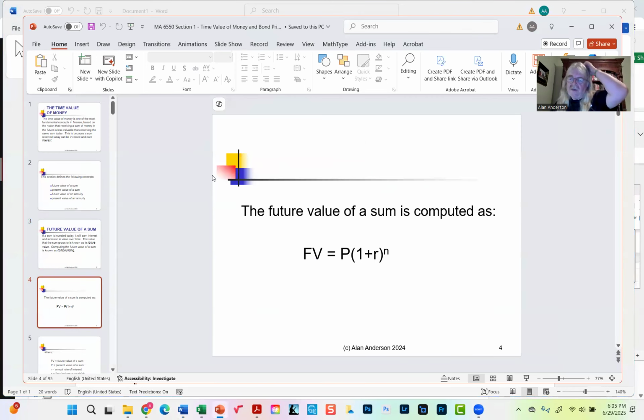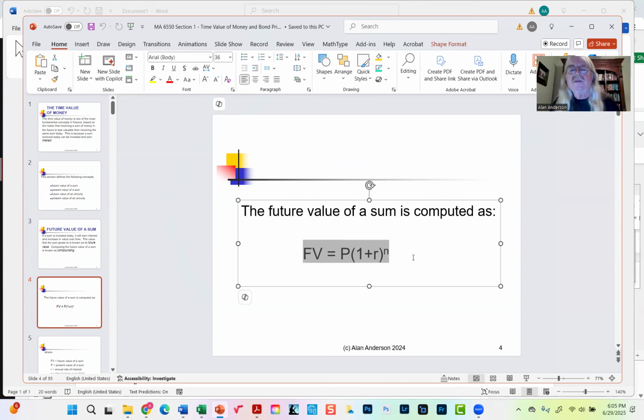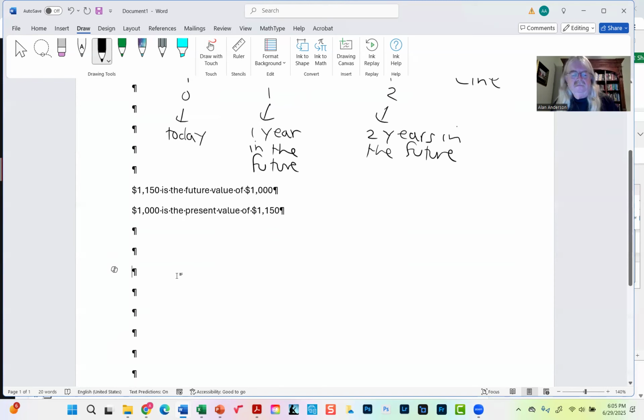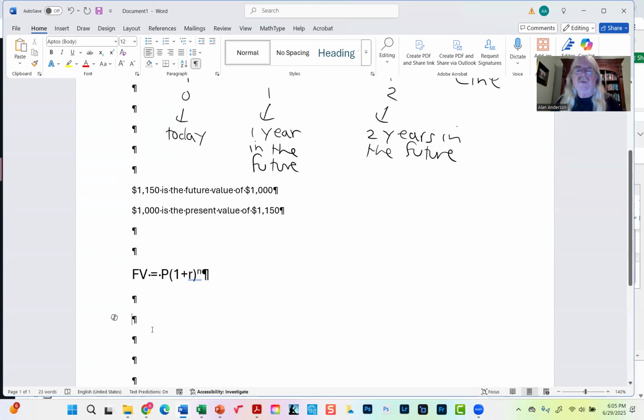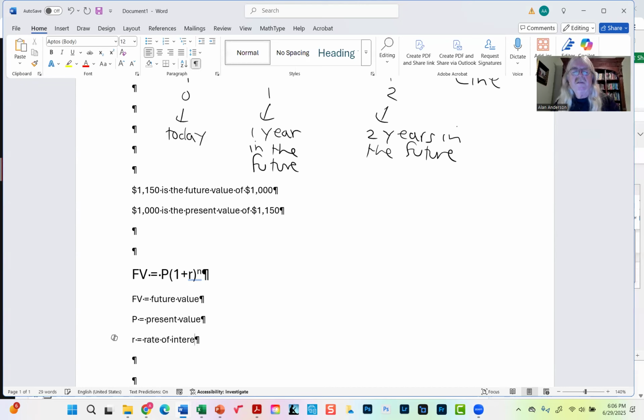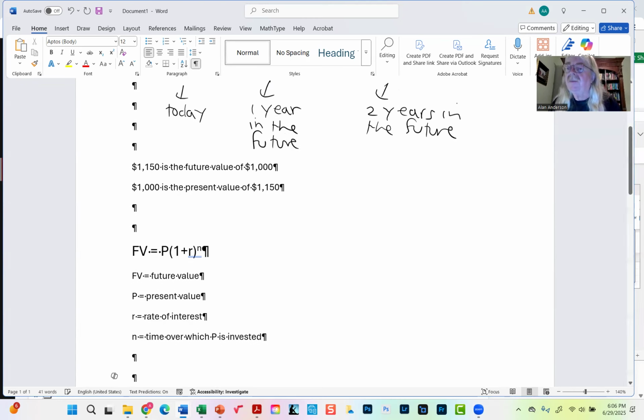So in this case, we're going to see our first equation of the course. Let's see what this is all about. All right, so two of these should be pretty straightforward. And the notation here, by the way, if I remember correctly, is based on Hull's book. FV is future value. PV is the present value. R is the rate of interest. And N is the time over which PV is invested. And that might be in years, but it doesn't have to be.